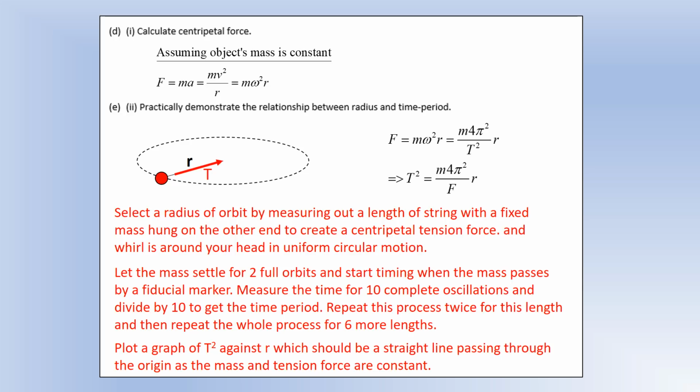Okay, so if you want to see the algebra version of that, we make a substitution for the angular speed of 2π over T, and then we can rearrange it to see that T squared is directly proportional to r if m and F are constants.